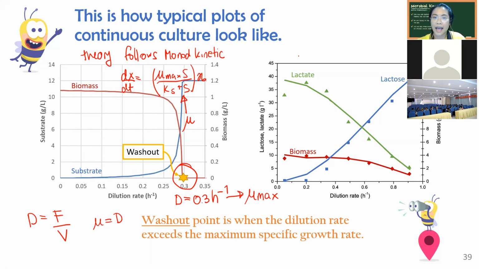In an actual continuous culture, this is from a research paper. It's actually my PhD paper, and you see that it doesn't really follow the Monod kinetics because product inhibition and substrate inhibition happen as well. And this is how it actually looks. This is for lactic acid bacteria fermentation.